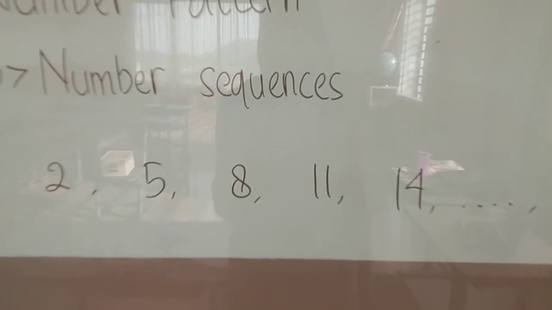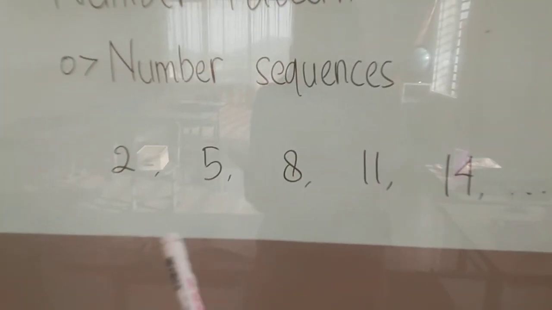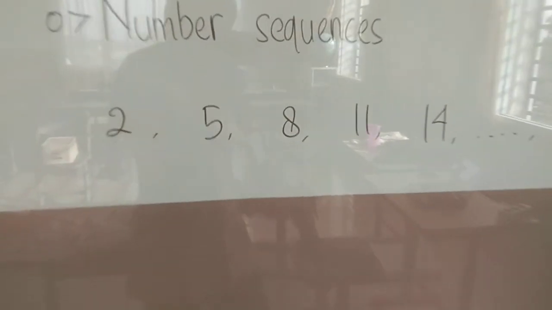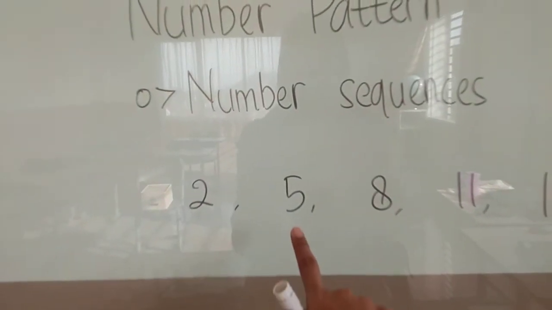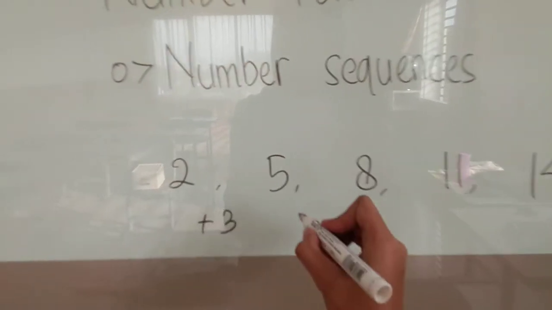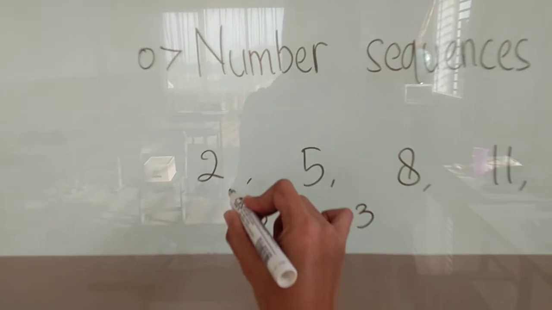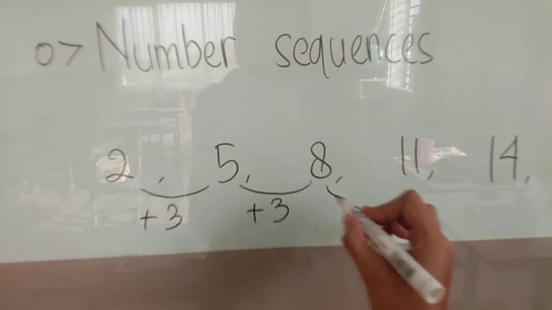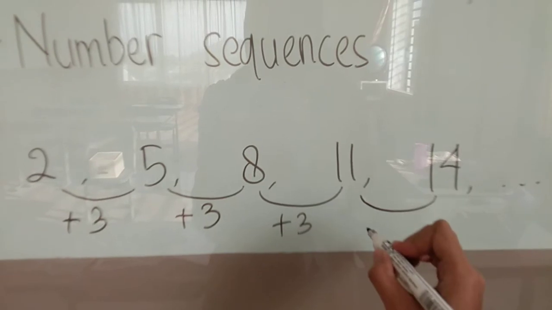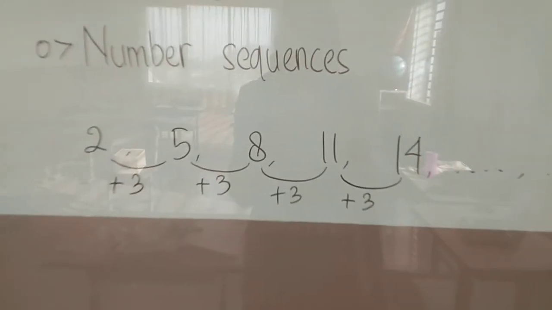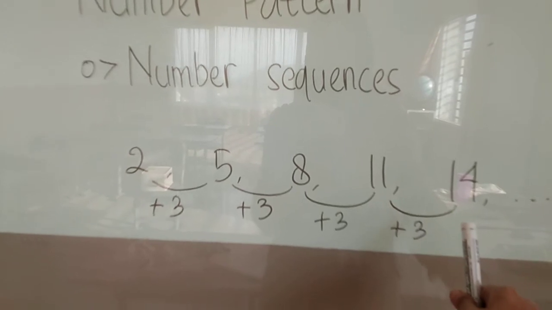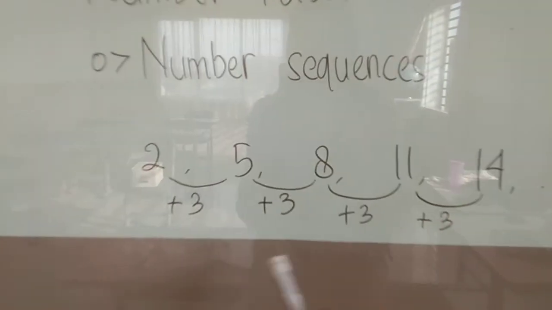Okay. But for number sequences, even though the numbers are different from the first term until the last term, they have a pattern. For example, here is the rule: 2 to 5, the pattern is add positive 3. 5 to 8 also add positive 3. 8 to 11 also add positive 3, and then 11 to 14 is add positive 3 also. Okay, do they have the same pattern? Although the numbers are different from the first term until the fifth term, the pattern of all these numbers is the same, add positive 3.